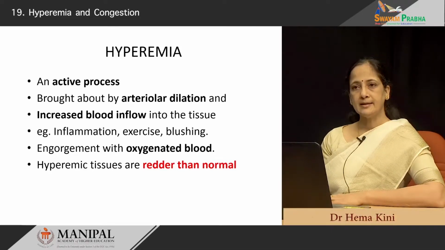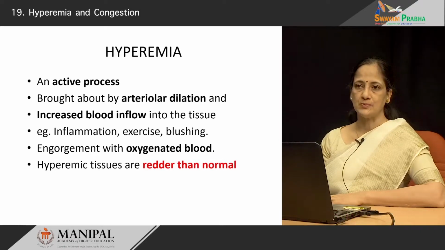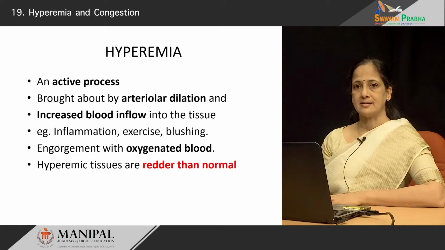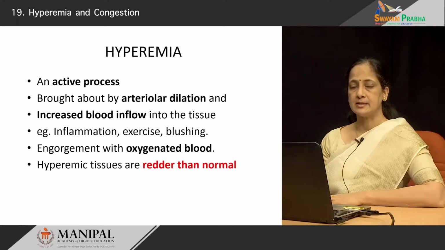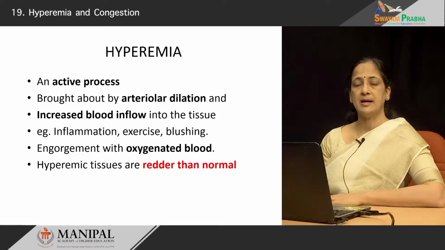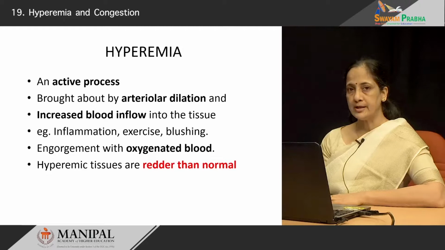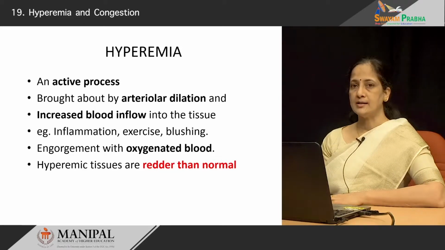Hyperemia is an active process that is brought about by arteriolar dilatation, and that allows increased blood to come into the tissue. So, where do we see this? You would have learnt about this in inflammation. It also occurs in exercise, where more blood is required by the skeletal muscle throughout the body, and therefore, arteriolar dilatation permits more blood to flow into the tissue.